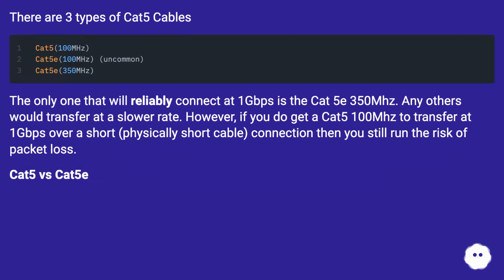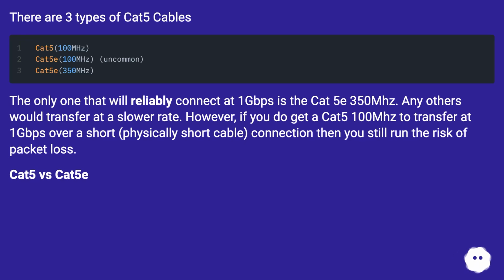There are 3 types of CAT5 cables. The only one that will reliably connect at 1 Gbps is the CAT5e 350 MHz, any others would transfer at a slower rate. However, if you do get a CAT5 100 MHz to transfer at 1 Gbps over a physically short cable, then you still run the risk of packet loss.